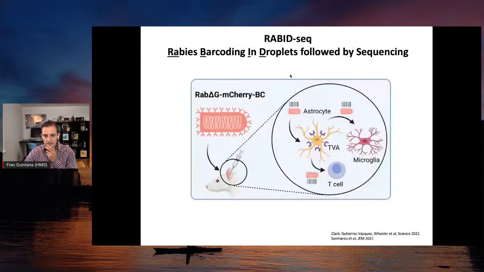So in order to do that, we developed a new technique that we call rabbit-seq, which is basically a method that uses the rabies virus as a way of inserting a genetic barcode in cells that are interacting in vivo. We can then isolate those cells, perform single-cell sequencing, detect that barcode, and use that barcode to identify cells that were interacting in vivo. So let me show you some examples of how that technology is working.